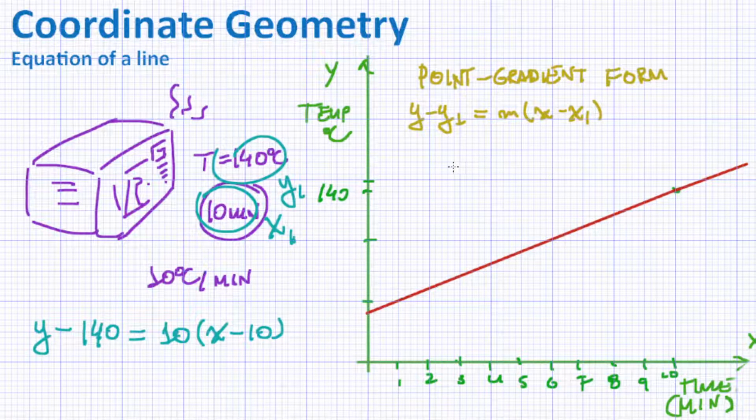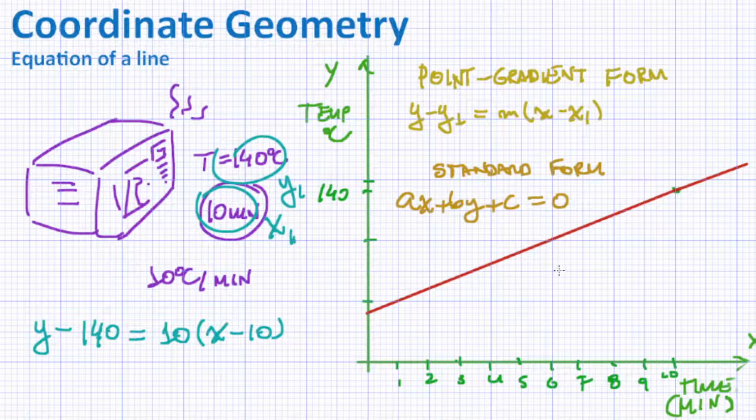Another way to describe a line is called the general form or the standard form. In this case, you have ax plus by plus c is equal to 0. And a, b, and c here are constants, so any real numbers. We may develop the same equation of a line from this example to get the standard form. All we have to do is expand the right hand side and join the numbers.